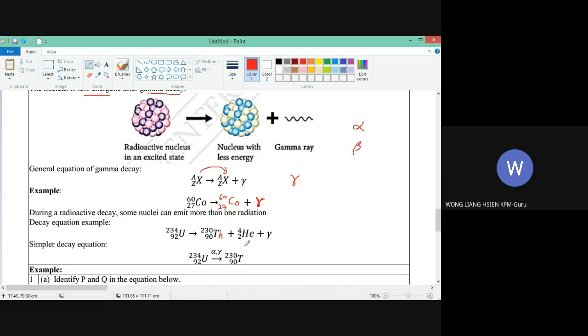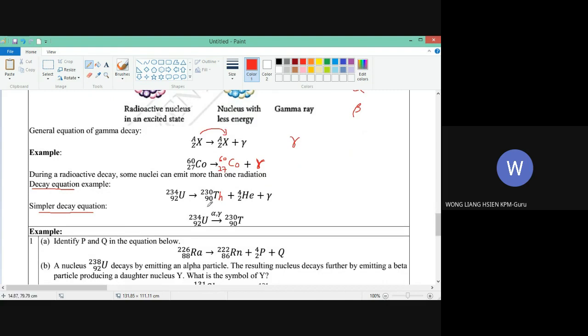So this decay equation, we can write as a simpler version. That is like this: uranium becomes thorium after undergoing alpha and gamma. We just write the two symbols alpha and gamma here, so we don't need to write the symbol for the alpha particle. We just write like this, also can. Okay, good idea.